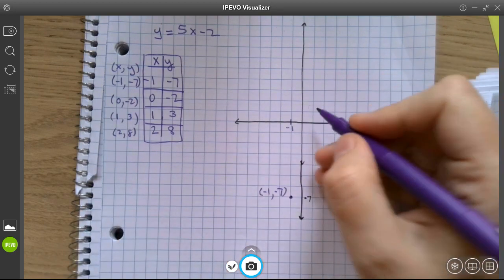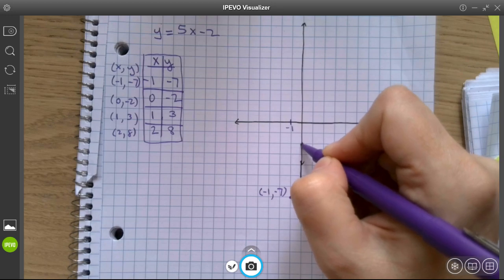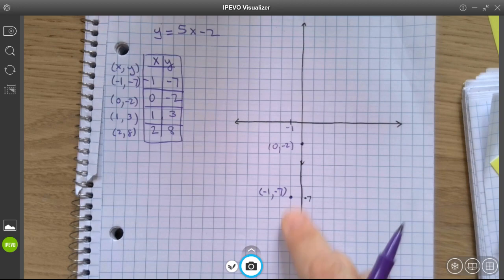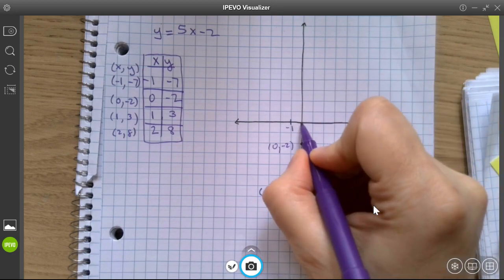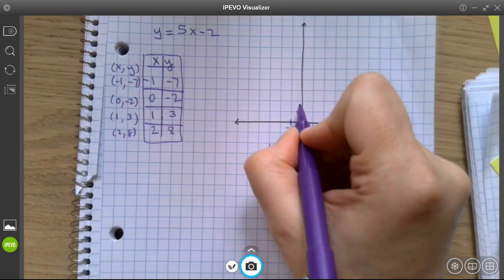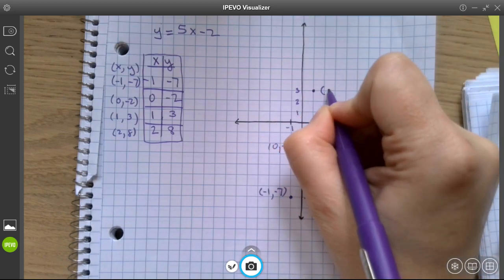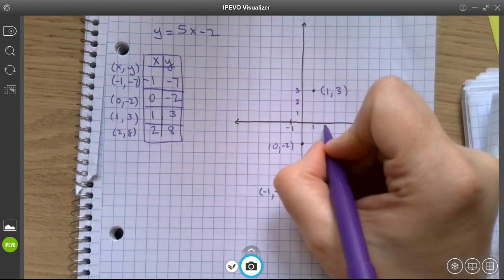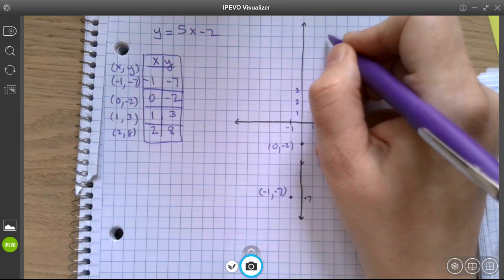So that's the point -1, -7. The next one is 0, -2. This is 0 on the x-axis, so I'm going to go down 2. And you can label your points if you want to. You don't have to label your points. And then 1, 3. So this is 1. And then we go up 1, 2, 3. So this point right here is the point 1, 3. And then 2, 8. So 2, 4, 5, 6, 7, 8. It's going to go right here.